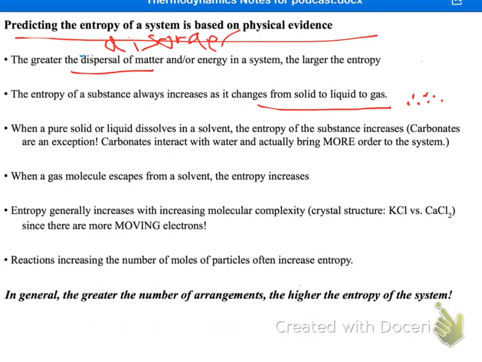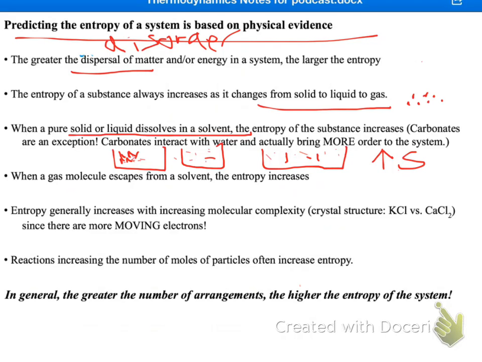Okay, so when a pure solid or liquid dissolves in a solvent, as you can imagine, you're going to have these particles in a solid that are nice and neatly organized, and a liquid that is pretty well organized. You know, think about water. It's got hydrogen bonds and it's pretty well ordered. When you mix the two together, you end up with separating all of those particles, and now they are just much more spread out, and entropy increases. Now there are a couple of exceptions to that, carbonates included, but for the most part, if I dissolve something, my entropy increases.